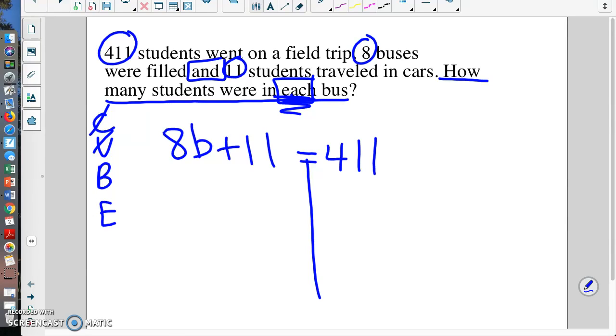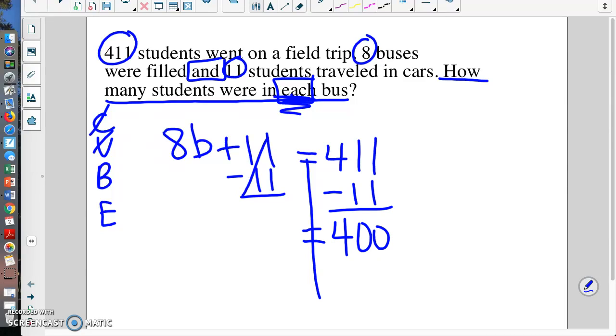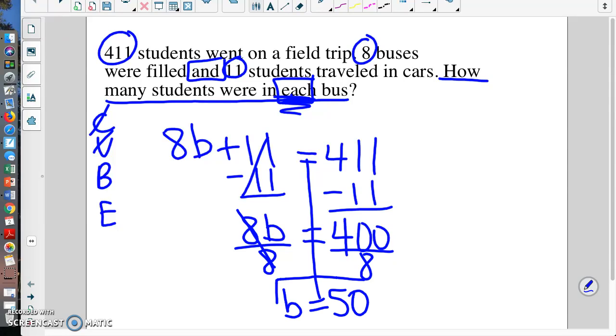So we have to get rid of the number without the variable first. So we subtract 11 to cancel on each side. To keep it balanced, when we subtract, we get 400. Bring down your 8b. That's 8 times b, so the opposite of multiply is to divide. We want to get rid of that 8. We divide by 8 to cancel. If we do it to one side, we have to do it to the other side, and b equals 50. So there are 50 students on each bus.